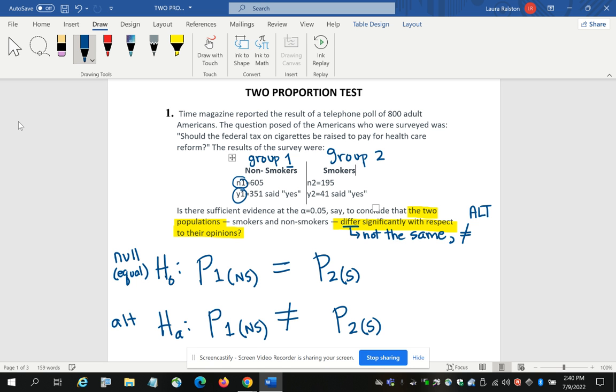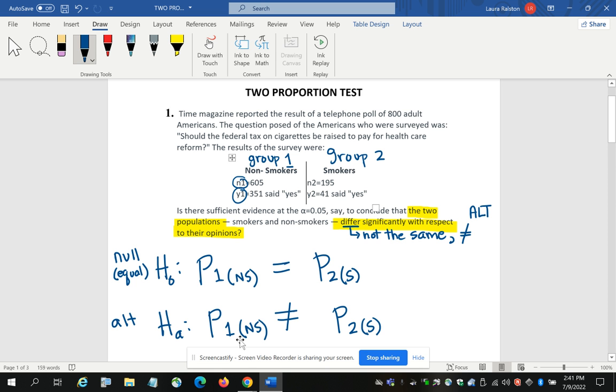I kind of like using NS and S because then it helps me to keep straight which one is the first group, which one is the second group. But there's our hypothesis. We're saying that proportion for non-smokers equals proportion for smokers. That's the null.